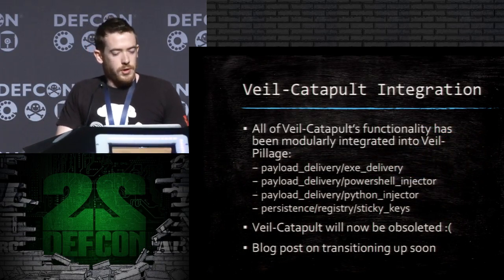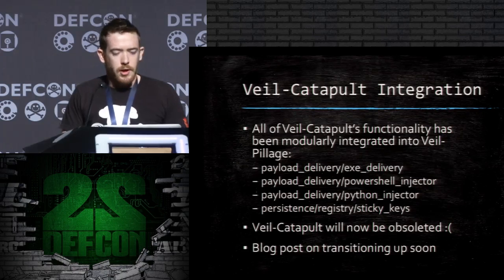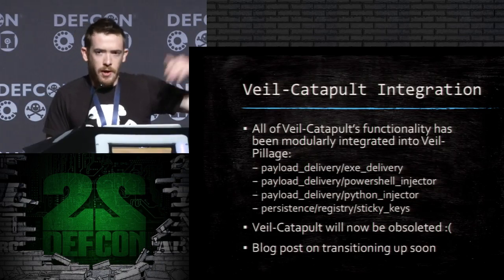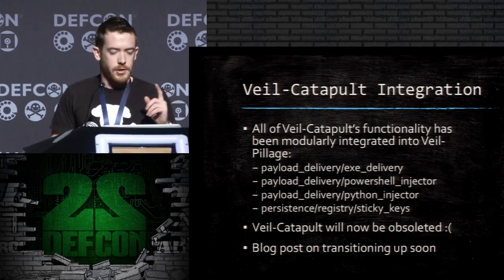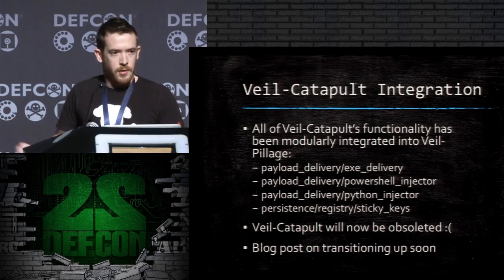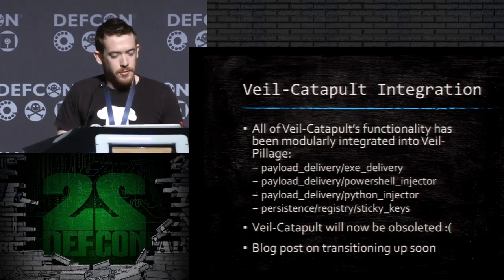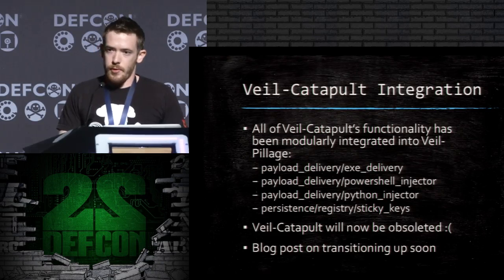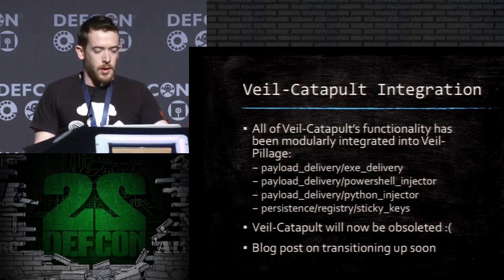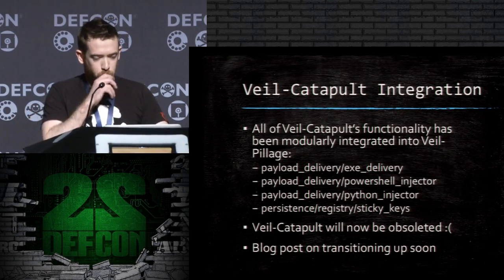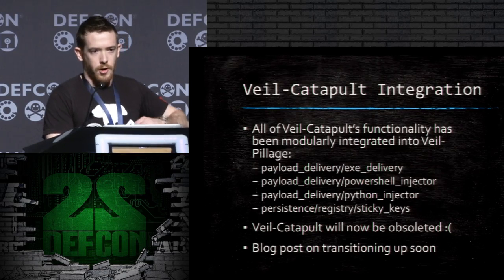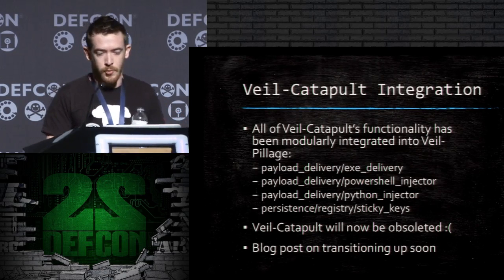So all of Catapult's functionality has been modularly integrated into Veil Pillage. These are the modules that encompass all that previous functionality: EXE delivery, PowerShell injection, the Python injector I'll talk about in a few slides, a nifty little thing, and everyone's favorite sticky keys backdoor. So Catapult will now be obsoleted. We're going to leave it in the tree, but recommend everyone use Pillage because it's a lot more flexible. We'll have a blog post up soon on transitioning and the difference between the two tools.